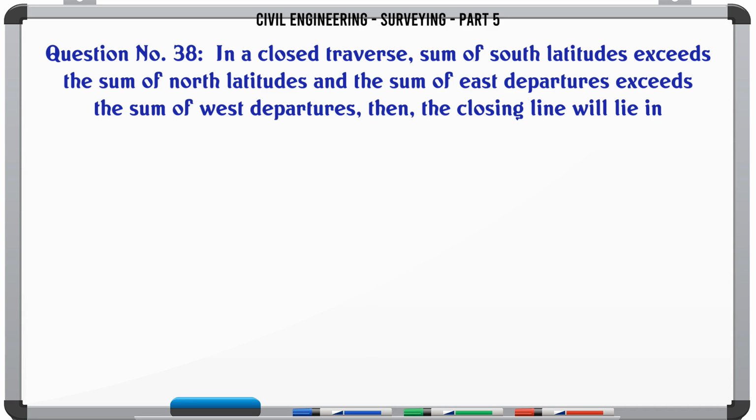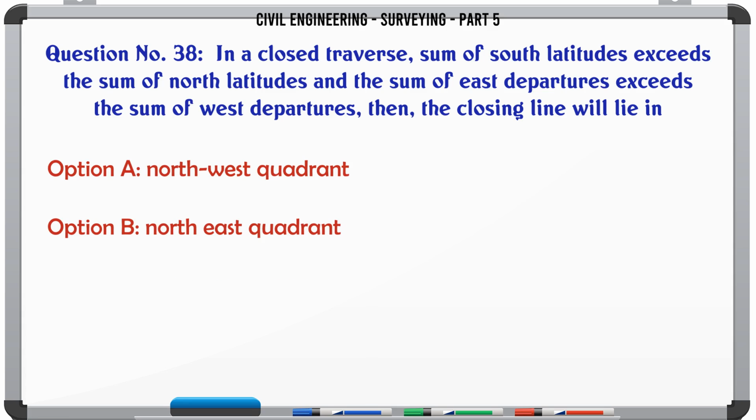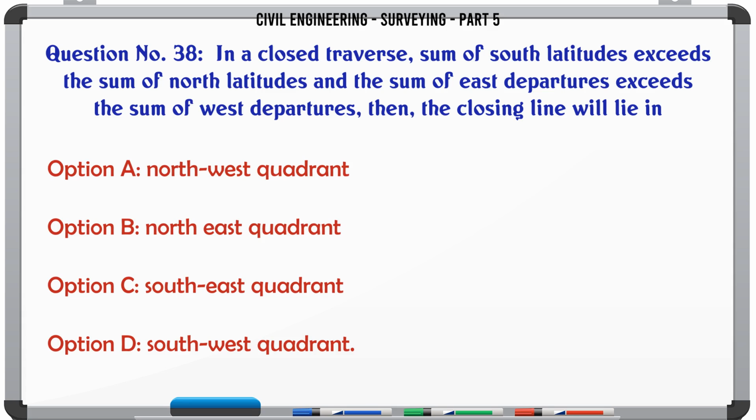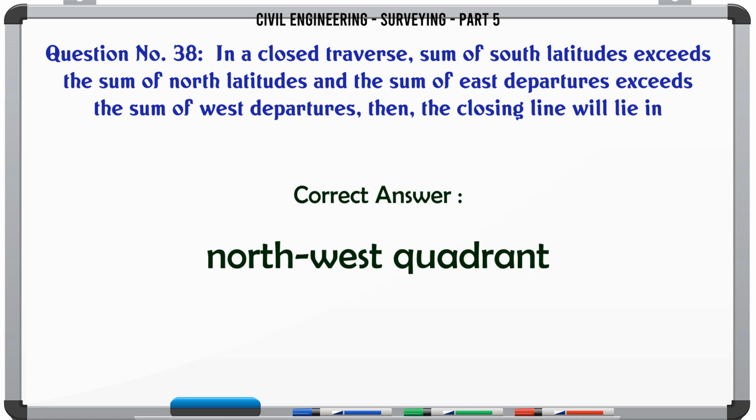In a closed traverse, if the sum of south latitudes exceeds the sum of north latitudes, and the sum of east departures exceeds the sum of west departures, then the closing line will lie in A, northwest quadrant, B, northeast quadrant, C, southeast quadrant, D, southwest quadrant. The correct answer is northwest quadrant.